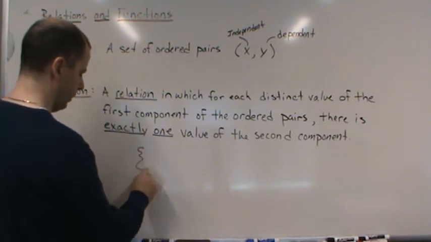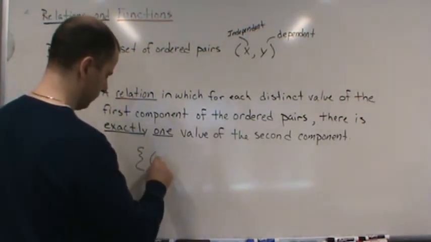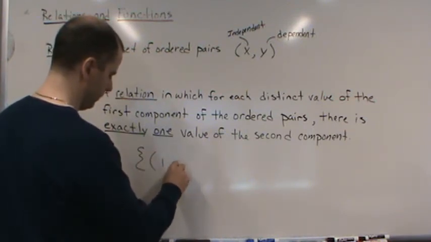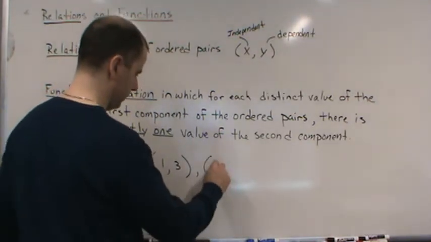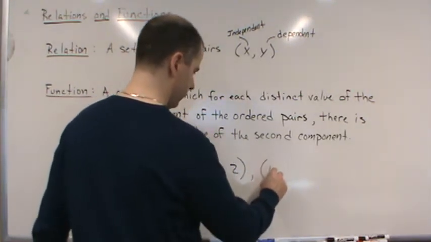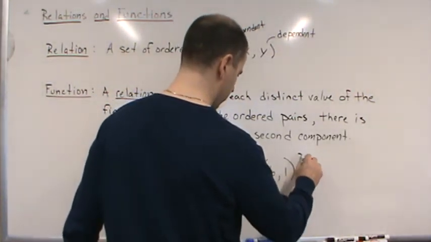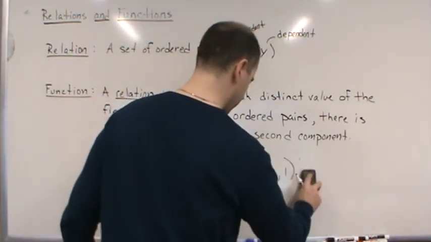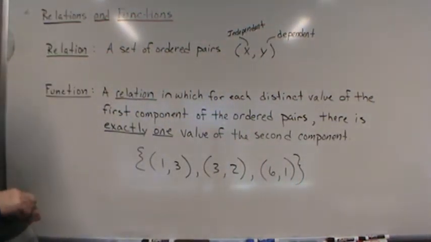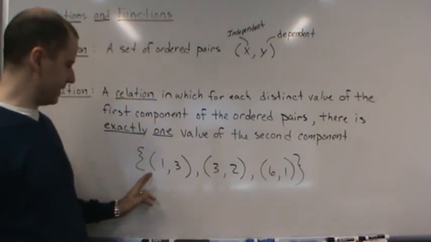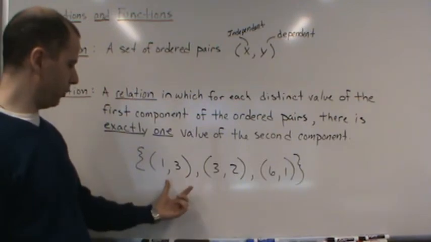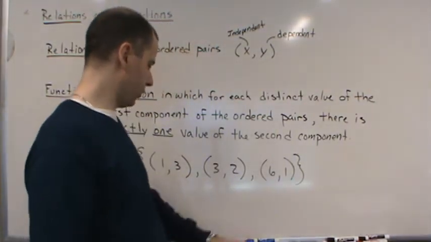if we have a set like this, let's do... Okay, so now if we look at this, first of all, notice that this is a set of ordered pairs, so this is a relation by definition. We've got (1, 3), (3, 2), (6, 1). So this is a relation.